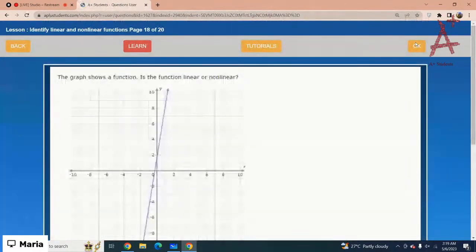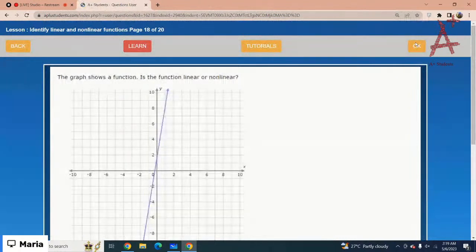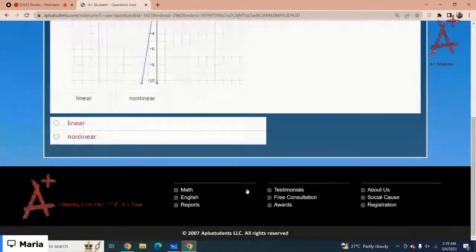The graph shows a function. Is the function linear or non-linear? It is a linear function. The graph is a straight line. It is a linear function.